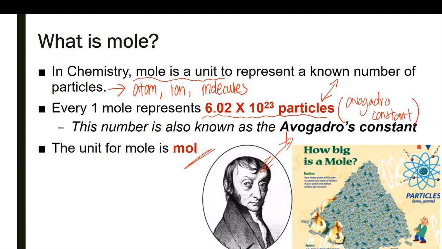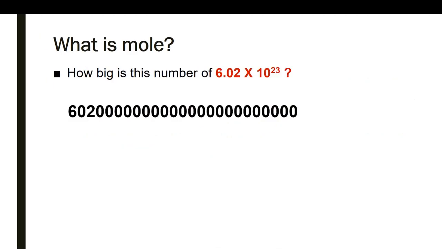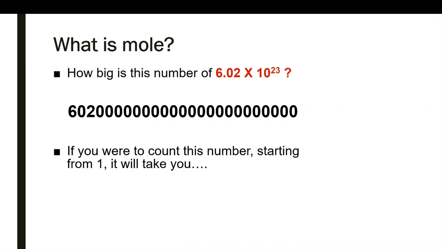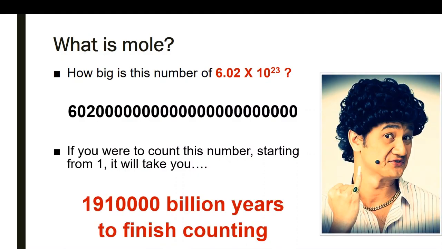So how big is this value of 6.02 times 10 to the power of 23? If I were to write this out in numbers, it actually looks like this. Yeah, so many zeros. If you were to count starting from 1, 2, 3, 4, 5, 6, 7, 8, 9, 10, so on and so forth, until you finish counting the entire set of numbers, it will actually take you at least 1,910,000 billion years to finish counting. So that is a very huge number.